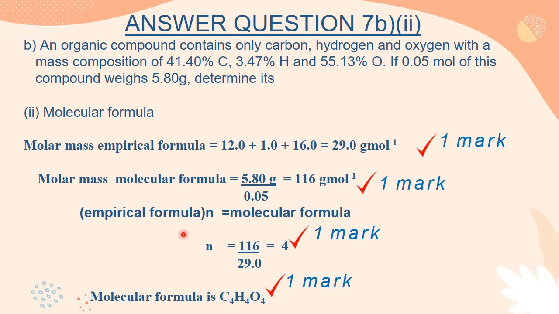So we will substitute in this formula. The empirical formula mass is 29, so you can calculate the value of N. The molecular formula mass is 116, so you get N equal to 4. N equal to 4, and the molecular formula is C4H4O4. So for this question you can get 4 marks.